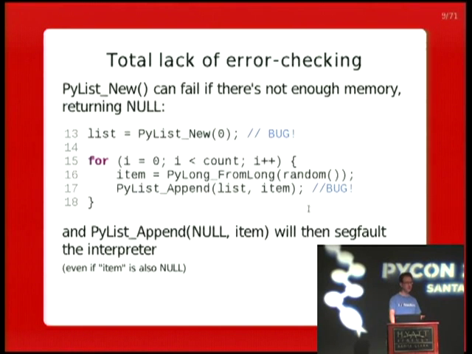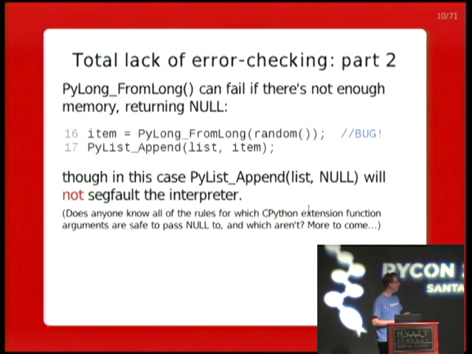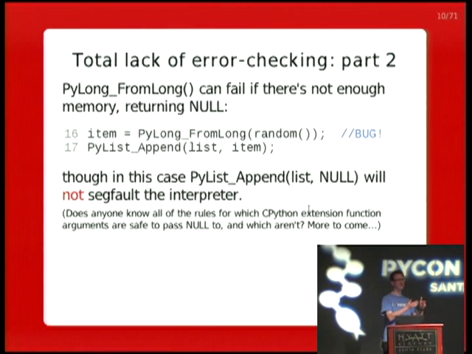You would immediately crash the interpreter. And the other API calls can fail. PyLong from long could fail if there's not enough memory. And so inside the loop, we try and create one. It could return null, so it's setting a memory error. And then we try and append it. Now, in this case, if the second argument is null, it actually doesn't crash CPython. And how many people know which API calls and which arguments exactly can accept null and which can't? I don't think anyone does.